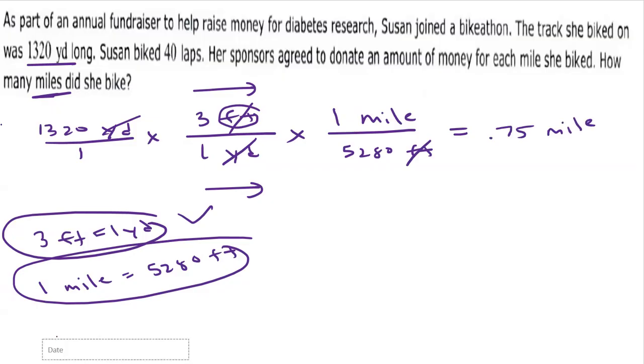However, that's for 1 lap. She biked 40 laps. So this is 0.75 miles per lap, but she did 40 laps, so we just multiply this by 40 at the end. That gives us 30 miles.